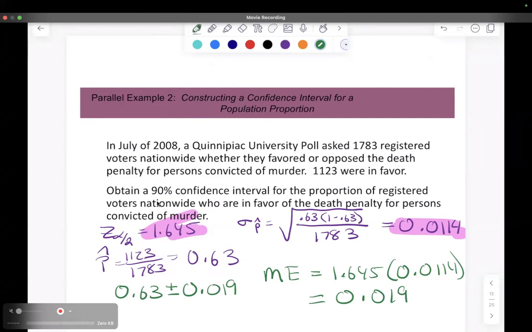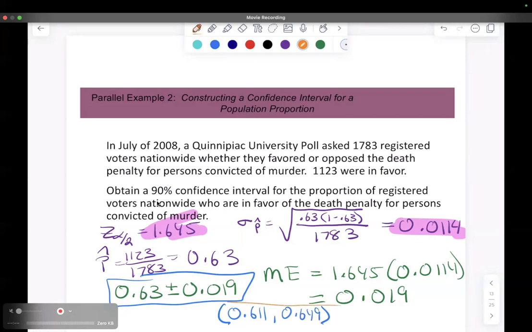So this is my confidence interval right here. The other way to write it would be to take 0.63 minus 0.019, and I have 0.611. Then I'm going to do 0.63 plus 0.019, and I have 0.649. This is the other way to write the confidence interval.